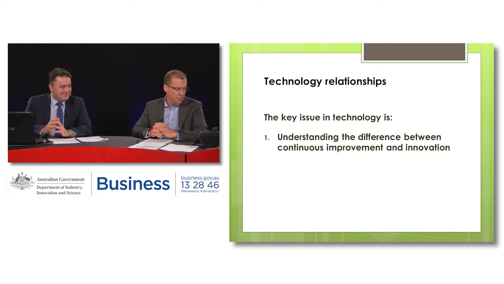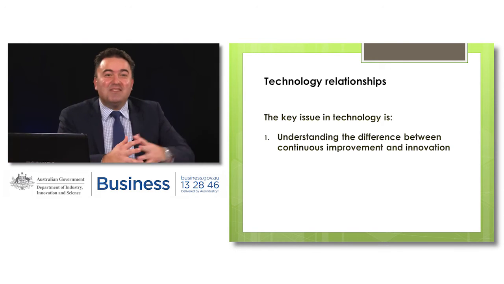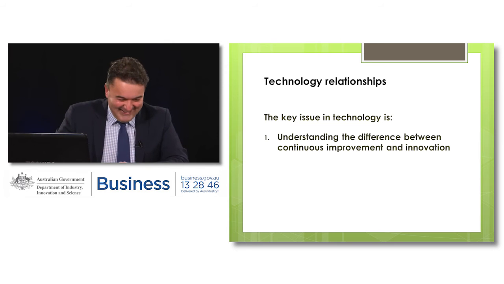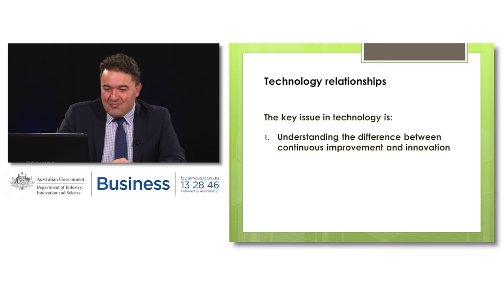Okay, so had the results of the poll in, and the majority of you believe that Porter's value chain determined activities can be split into three categories. Close, yeah. Page 4 of the pre-session notes down towards the end of the bottom. Primary activities and supporting activities. So it's a two, but that's okay. You're almost there. Okay, following on, we're moving on to technology relationships now, and the key issue is understanding the difference between continuous improvement and innovation, which is what Steve wanted to hear about.